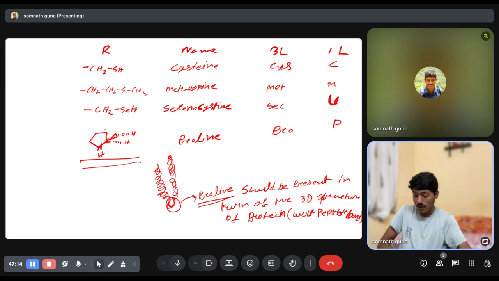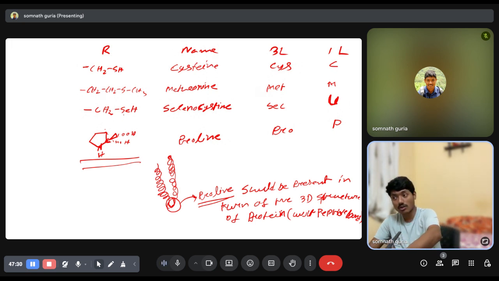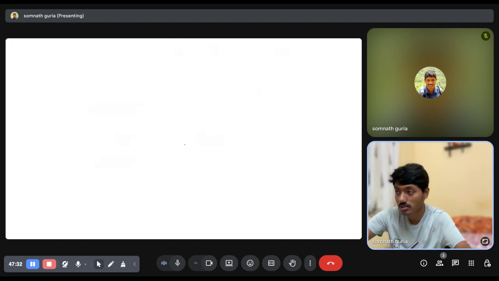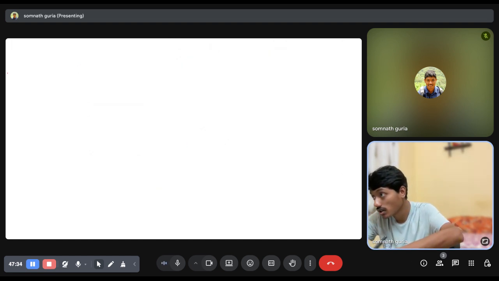So what is the role? Although you know these are the amino acids, all are L amino acids. Now coming to the question, what about the D amino acids? How should it look? So this is what we call a D amino acid.